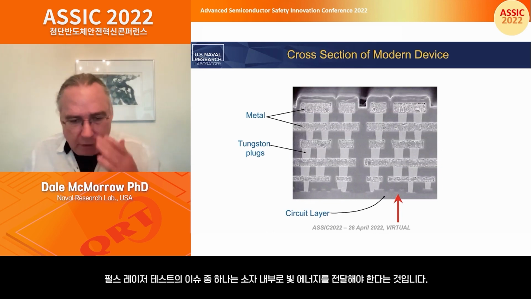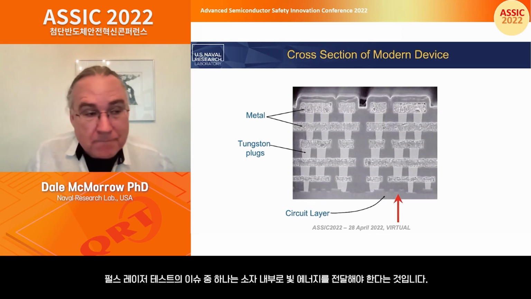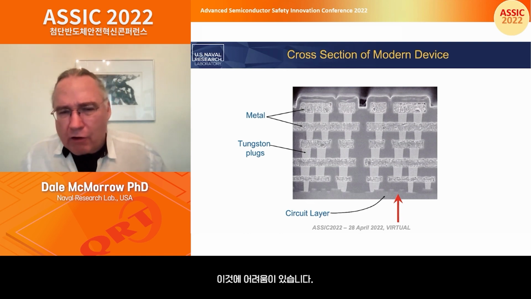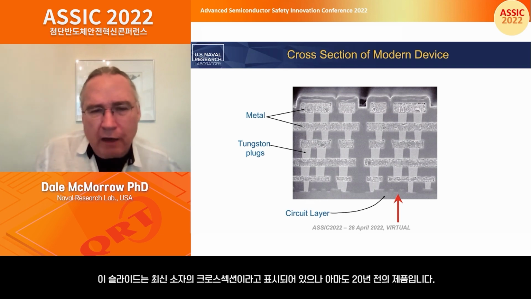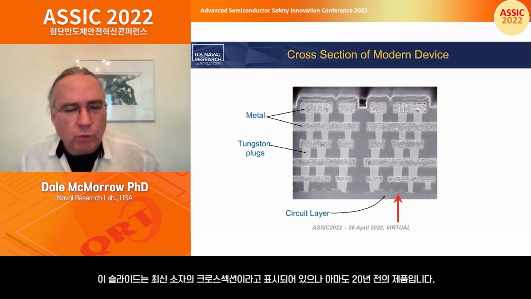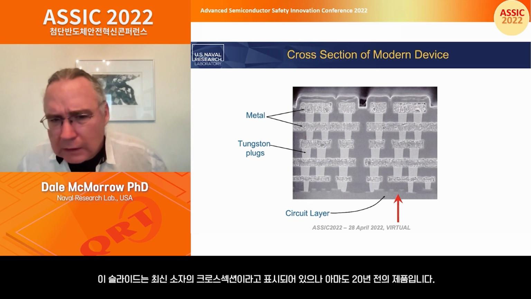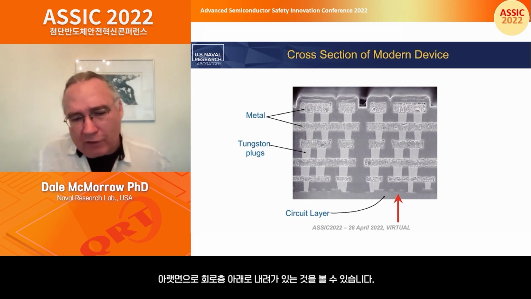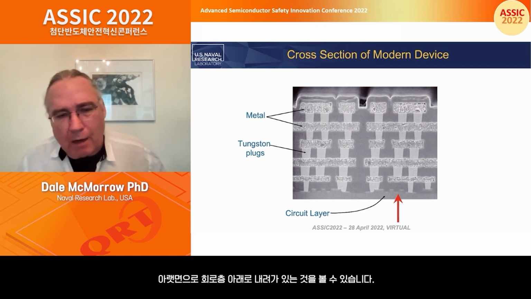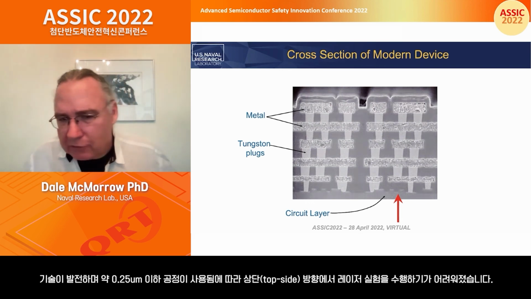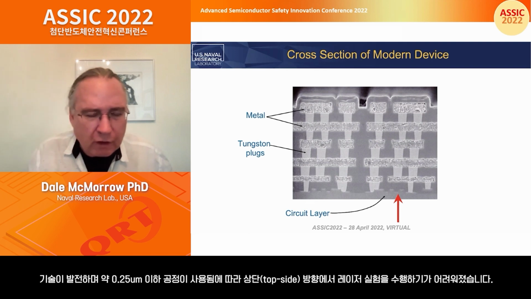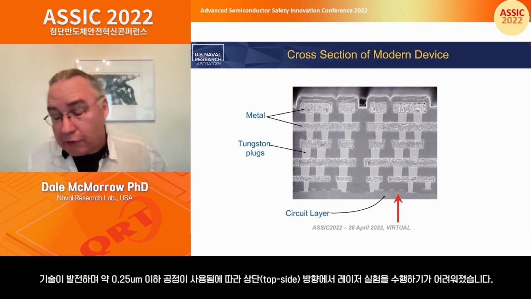One of the issues with pulse laser testing is that you have to get light into the device. And there are challenges. This slide is labeled cross-section of a modern device. Well, this was a modern device probably 20 years ago. But you see 5 layers of metal, you see tungsten plugs, you see the device layer, the circuit layer way down at the bottom. And basically, as technology evolved, once we got to about the quarter micron technology node, it became difficult to do laser experiments from the top side.